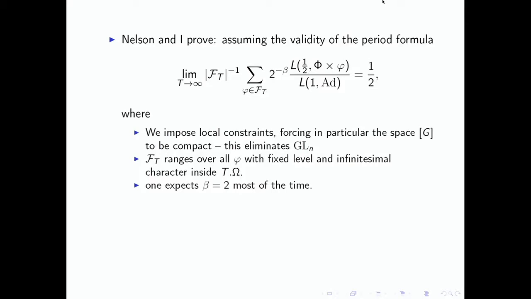Here, this form capital phi is fixed, and the form little phi essentially varies over all forms whose eigenvalues are in a dilate of a fixed set. Okay, they're Satake parameters. You dilate a fixed set. This 2 to the minus beta is a peculiar thing to do with the Arthur conjectures that shows up in the formula. But it should be 2 most of the time. So really this is 1/4 most of the time.